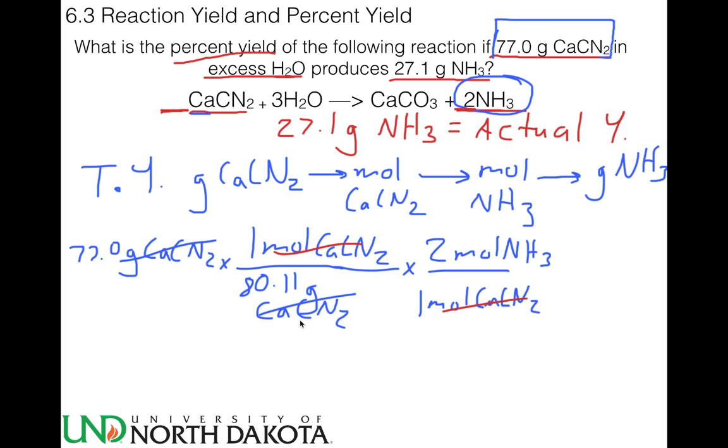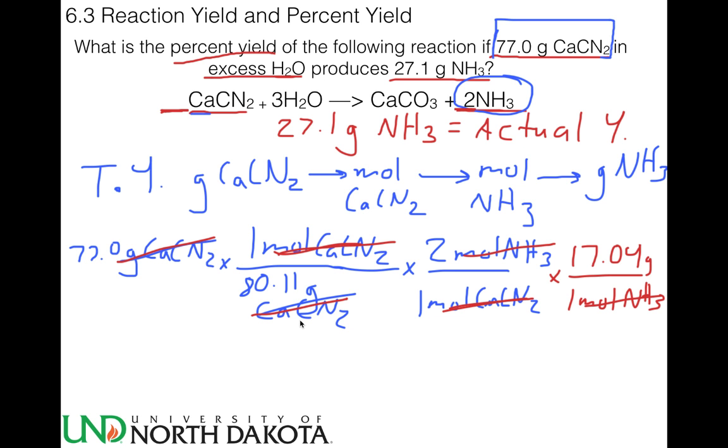Moles of calcium cyanide are gone, and moles of ammonia are now what our units are in terms of. To convert from moles of ammonia to grams of ammonia, the conversion factor used is the molar mass. The molar mass of NH3 is 17.04 grams per 1 mole. So I'm going to put that 1 mole of NH3 down here and the 17.04 grams on top. Now everything that we don't want has canceled out. Grams of calcium cyanide, moles of calcium cyanide, and now moles of ammonia.